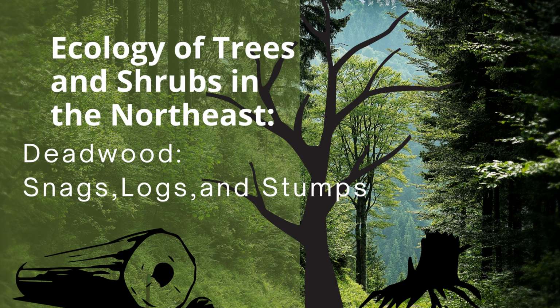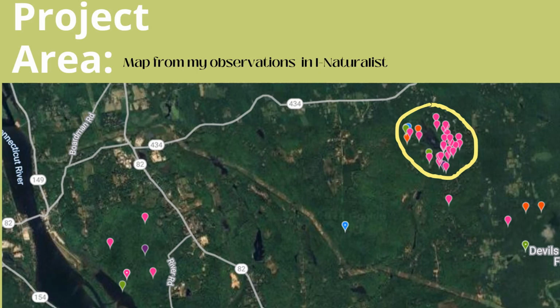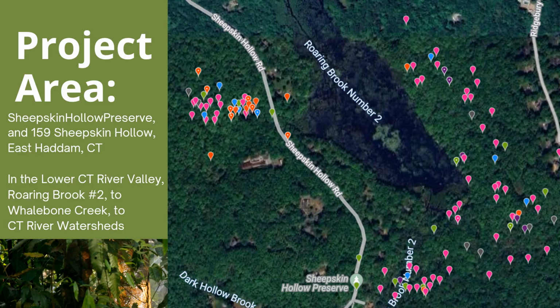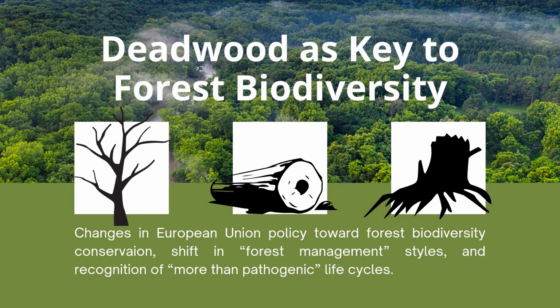I set out to learn more about deadwood ecology in my home region of Sheepskin Hollow. This map shows the Connecticut River on the far left and follows east to the yellow circled area where I live and Sheepskin Hollow Preserve is. And all of these pins are observations I've made and logged on iNaturalist.